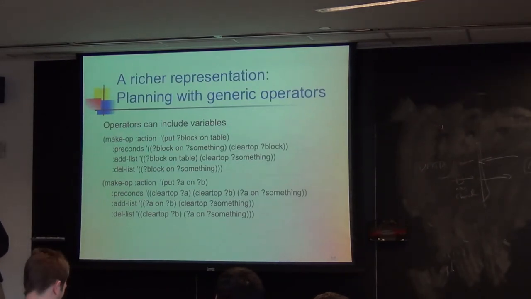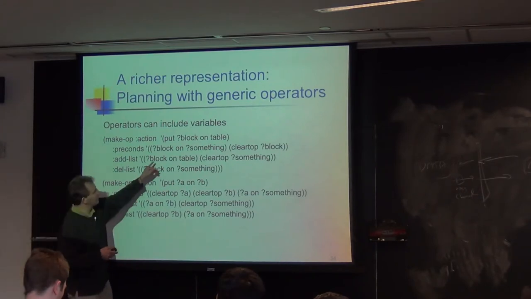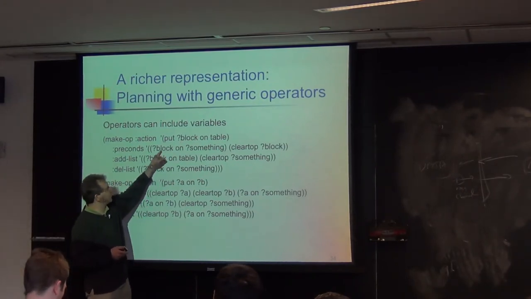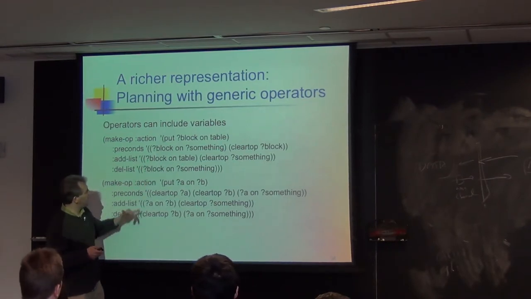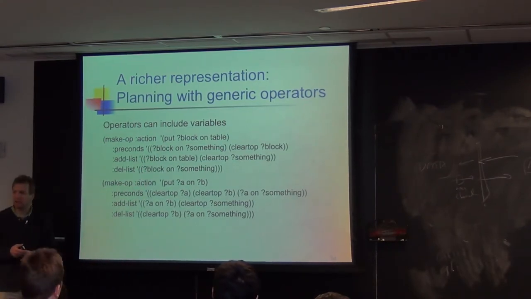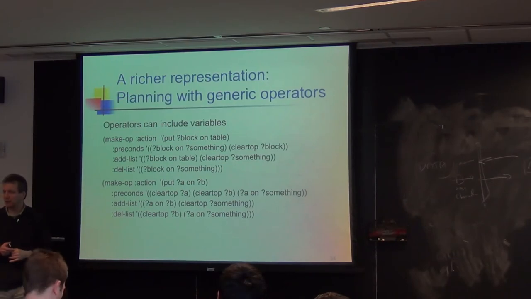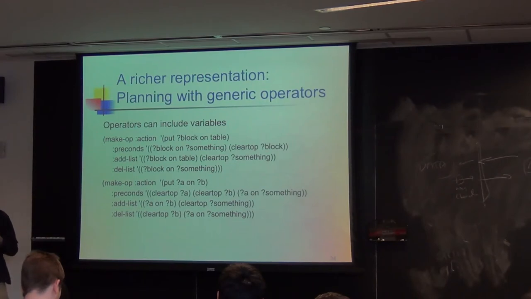Okay. So as I said before, and we've noted in the previous examples, these question marks are just variables. It's a different notation on this slide. And when you have these, you have to do unification, taking a literal and grounding it when you instantiate the operator as you're applying it in the search. There are some little trickinesses that come out as a result of having variables. All right.